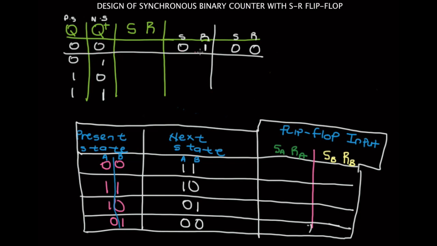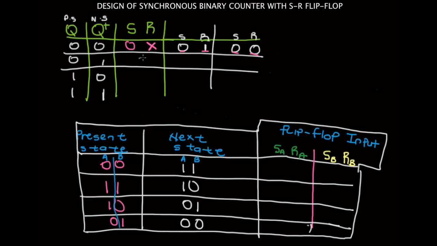And now we see that the set is 0 in both cases, so we put a 0 here, but the reset, we have a 1 and a 0. And in order to represent that, we put a don't care, because that shows that it can either be a 1 or a 0. So now let's imagine our present state was 0 and our next state was 1.